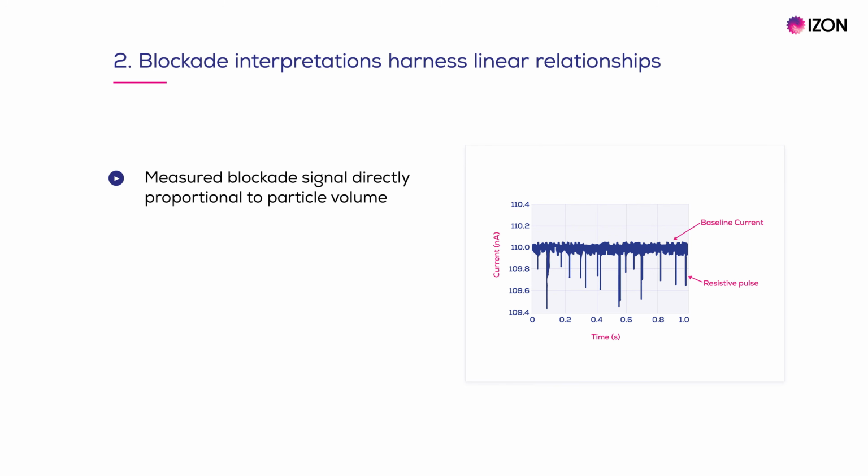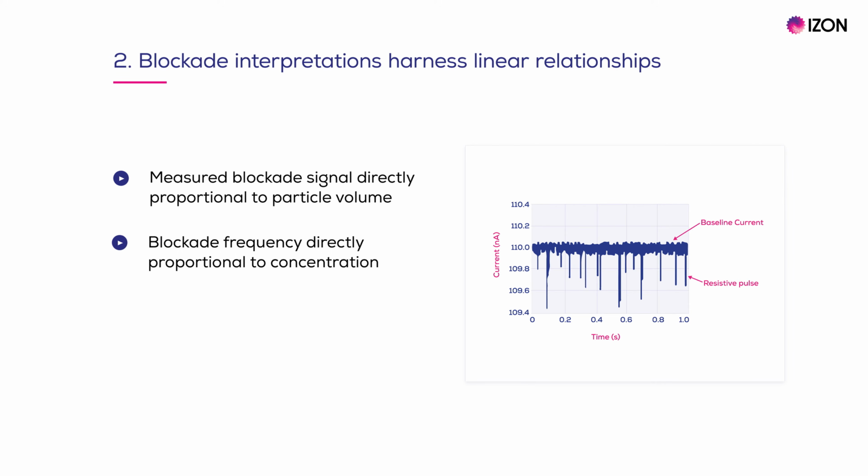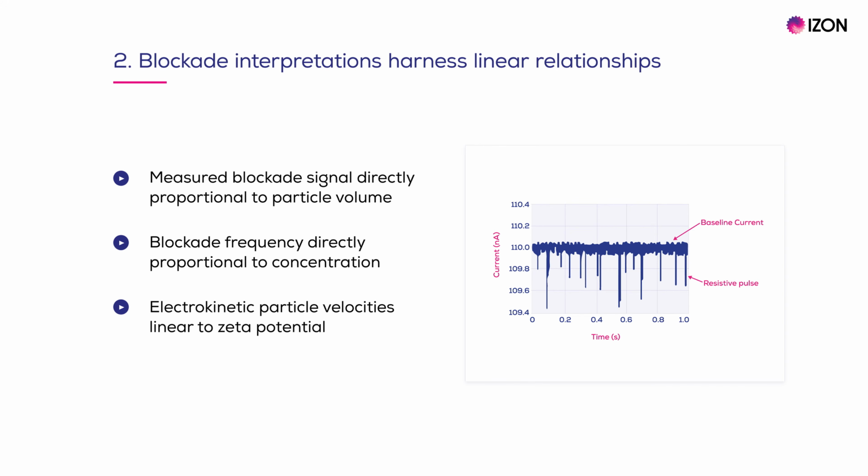TRPS measurements utilise linear relationships between blockade and particle characteristics to determine size, concentration and zeta potential. Size measurements are made possible by the directly proportional relationship that exists between the measured blockade signal and particle volume. Concentration insights depend on measuring blockade frequency, which is directly proportional to the sample concentration. And there is a linear relationship between measured electrokinetic particle velocities and zeta potential. Together, these relationships provide a consistent and solid basis for the measurement of particle characteristics.